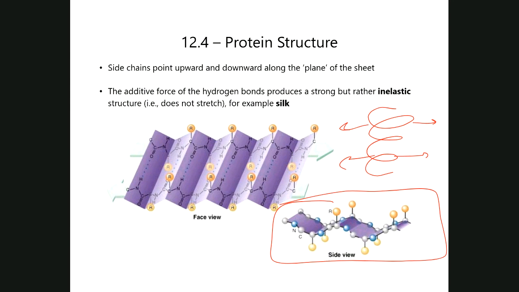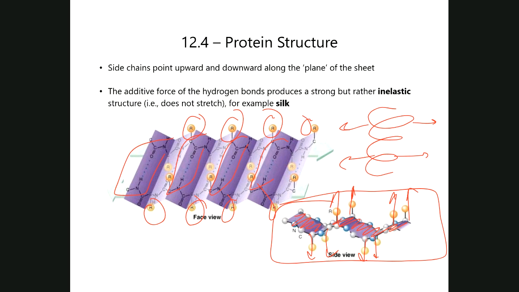Well, in the beta pleated sheet, the R chains that are in the alpha carbons are pointing either upward or downward. Again, they are not participating in the hydrogen bonds that are being formed here and here and here and here. Notice here they're going up, or down. The hydrogen bonding network that holds it together is part of the mainframe or backbone. The R groups have nothing to do with that.